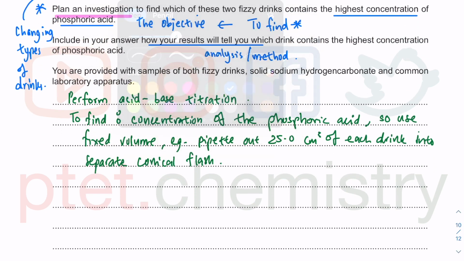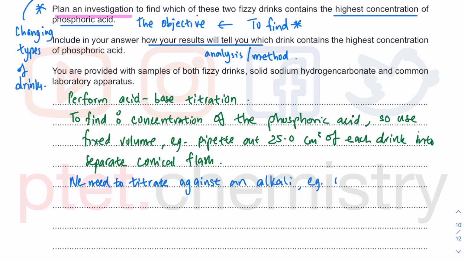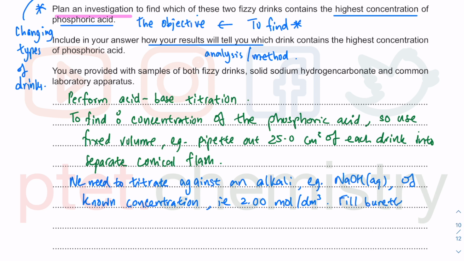But what do we need? Okay, we need to titrate against an alkali. So acid plus alkali, acid plus base. For example, aqueous NaOH of known concentration. You must know this concentration, otherwise you don't know the moles that you're going to use. So, I don't know, you just give an example, 2 mol per dm3 or 1 mol per dm3 concentration. Fill a burette with this NaOH.